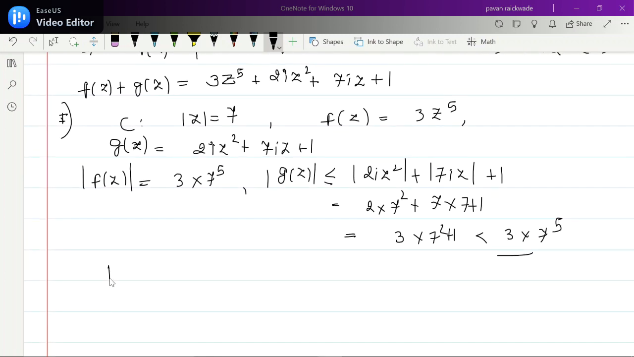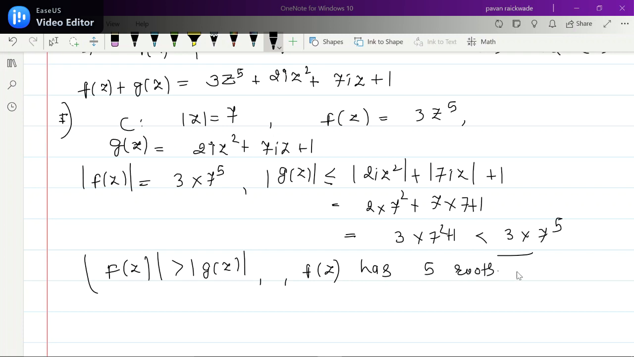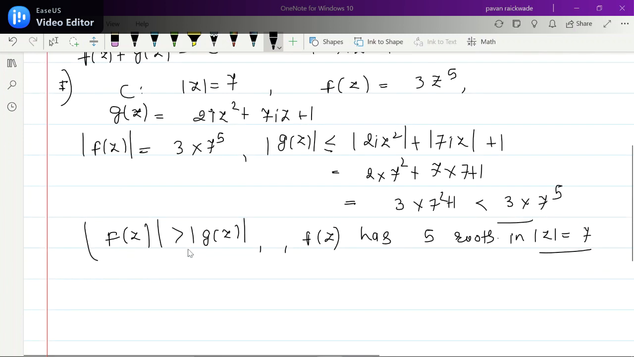I can now use Rouche's theorem because I have an f such that |f(z)| is strictly greater than |g(z)|. So by Rouche's theorem, the number of zeros of f(z) and f(z) + g(z) in C are equal. How many roots does f(z) have? f(z) has 5 roots, counting multiplicity, inside |z| = 7. So f(z) + g(z) has 5 roots inside |z| = 7. If I calculate how many roots are there inside |z| = 1, I am through.